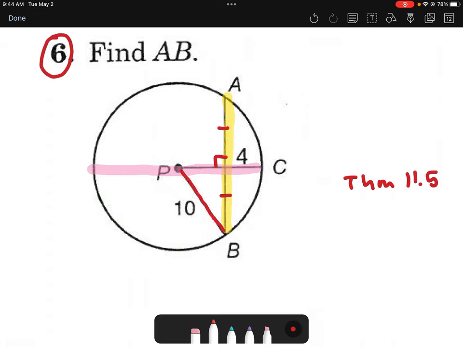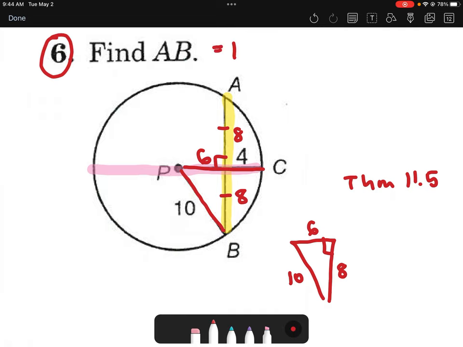This red segment right here is 10. This red segment right here is also a radius, so it has to be 10. That means this other piece is 6. Do you see the 6, 8, 10 right triangle? So if that's 8, that's 8. A to B would be 16.